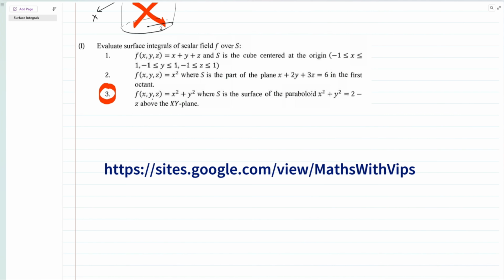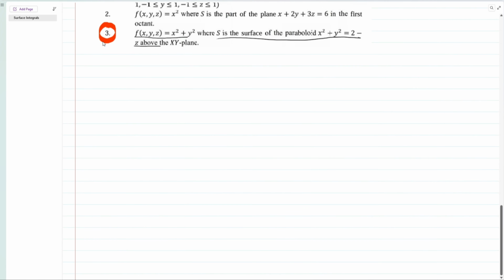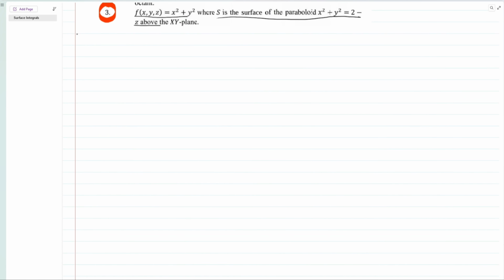So we have f of xyz is x square plus y square, and S is the surface of the paraboloid x square plus y square equals 2 minus z above the xy plane. So we'll be beginning with how the surface looks like first. So as you can see, the equation of the paraboloid given to us is this. So firstly, we will be looking at what x square plus y square equals z looks like.